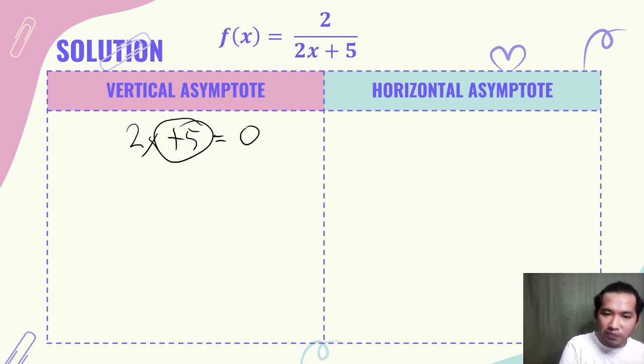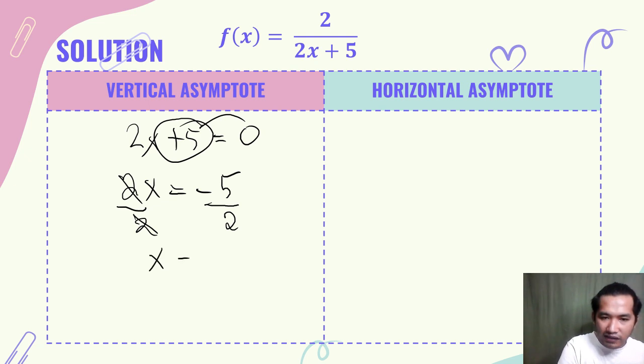We will transpose positive 5 to the other side of our equation, and we will have 2x is equal to negative 5. For us to get the value of x, we will divide both sides of the equation by 2. Cancel 2. x is equal to, how many 2's are there in negative 5? There are negative 2 and 1/2.